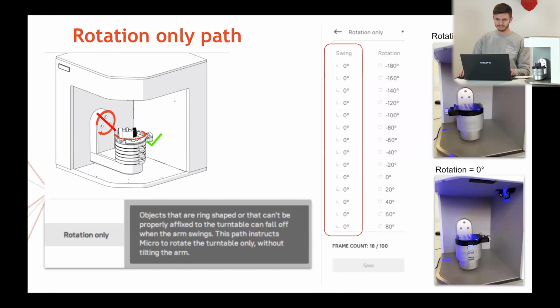Here is one preset path in particular that can be very useful, the rotation only scanning path. This can be used if the object is ring-shaped or if it is so fragile that it's impossible to mount it on the micro scanning platform. Now, if this path is chosen, the scanner will not swing the platform, but will only rotate it.